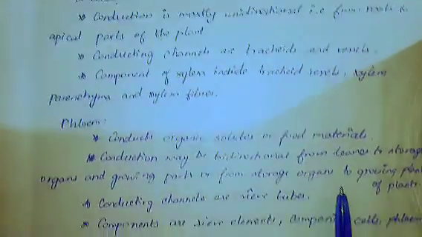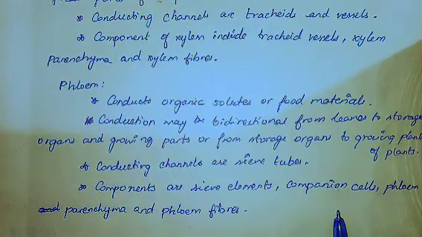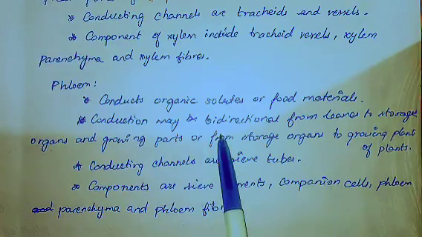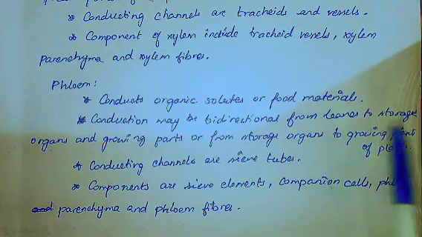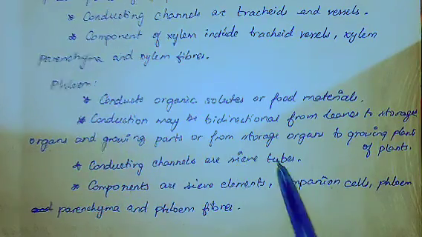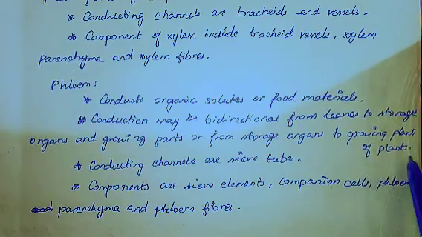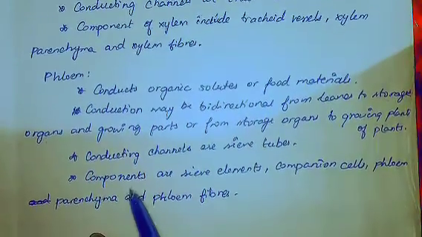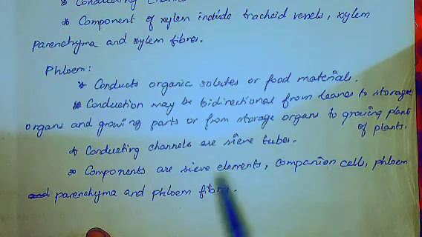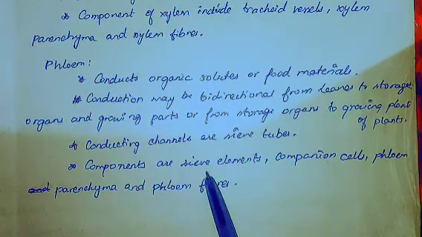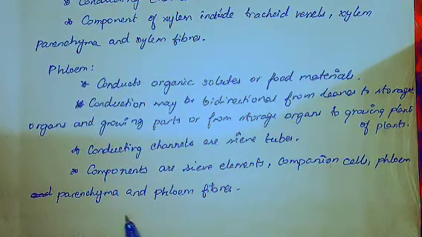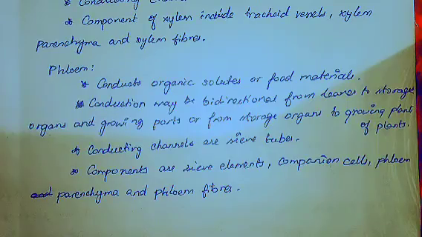Then phloem conducts organic solutes or food materials. Conduction may be bidirectional, from leaves to storage organs and growing parts, or from storage organs to growing parts of plants. Conducting channels are sieve tubes. Components are sieve elements, companion cells, phloem parenchyma and phloem fibers.